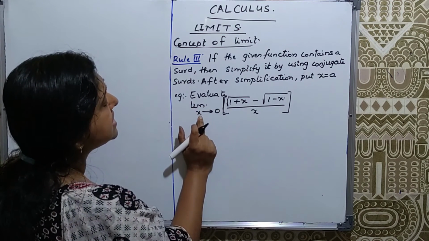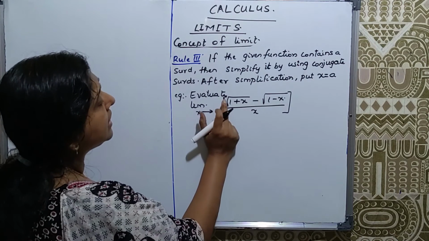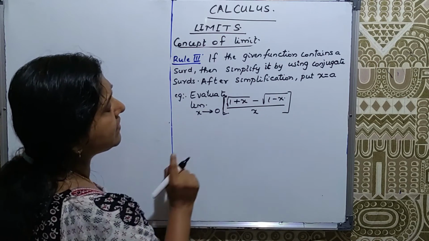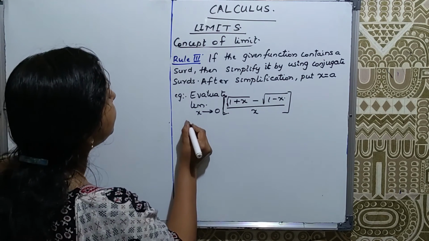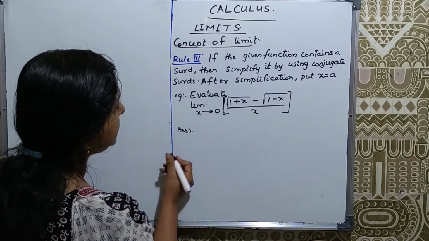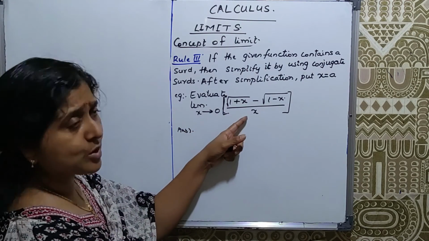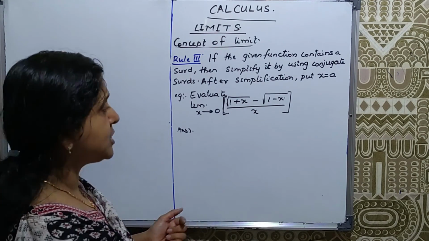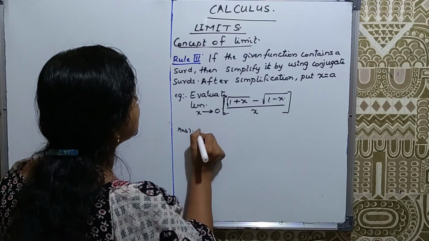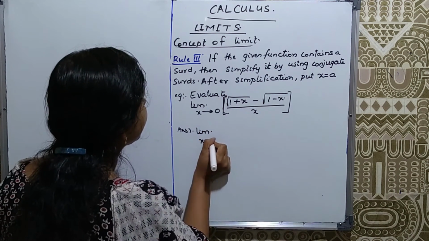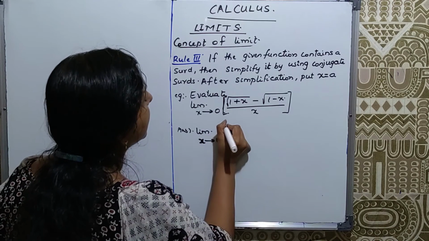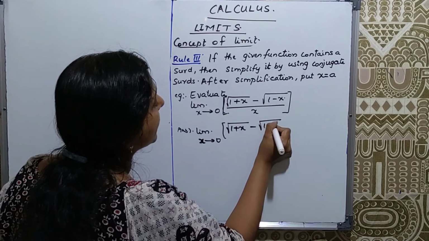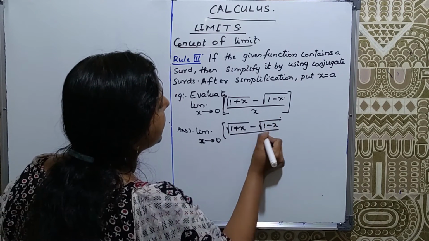Evaluate limit x tends to 0, root of 1 plus x minus root of 1 minus x divided by x. So that will be equal to, now we are starting the answer. If you substitute directly x equal to 0 in the denominator, any number by 0 again we will get not defined, which is not possible. So now we will write limit x tends to 0, root of 1 plus x minus root of 1 minus x divided by x.